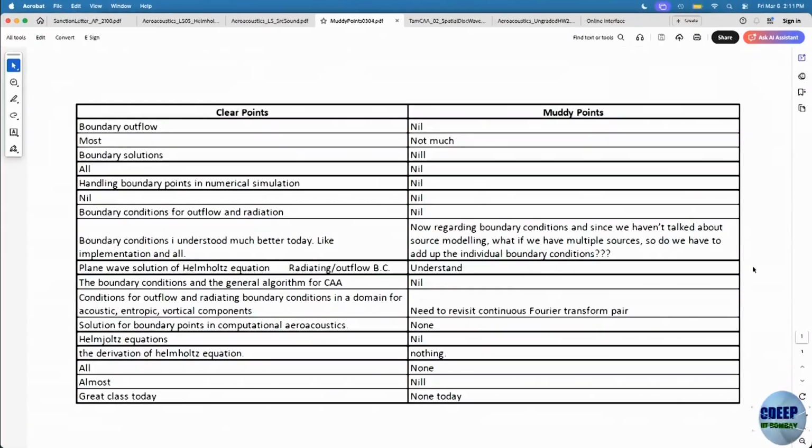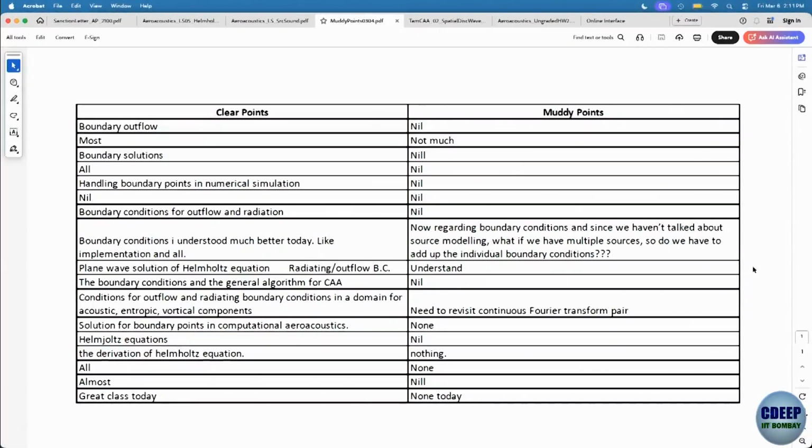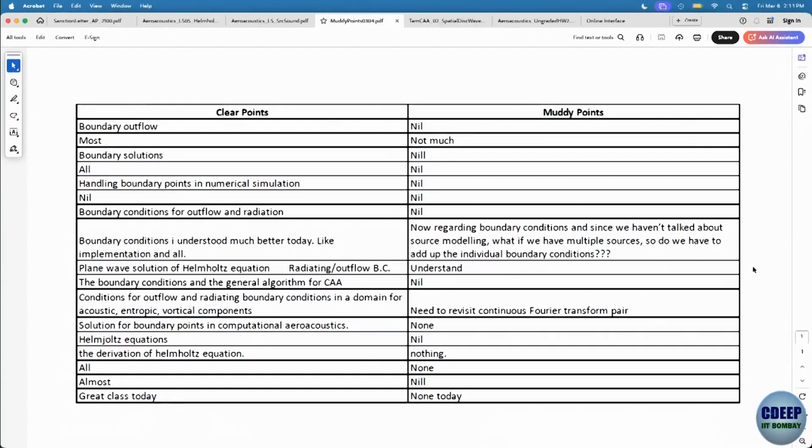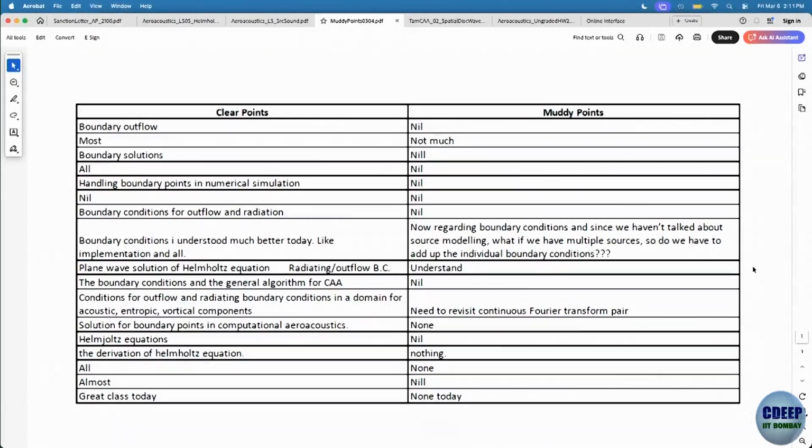So it says, now regarding boundary conditions, and since we haven't talked about source modeling, what if we have multiple sources? So do we have to add up the individual boundary conditions? So what should I answer to this?